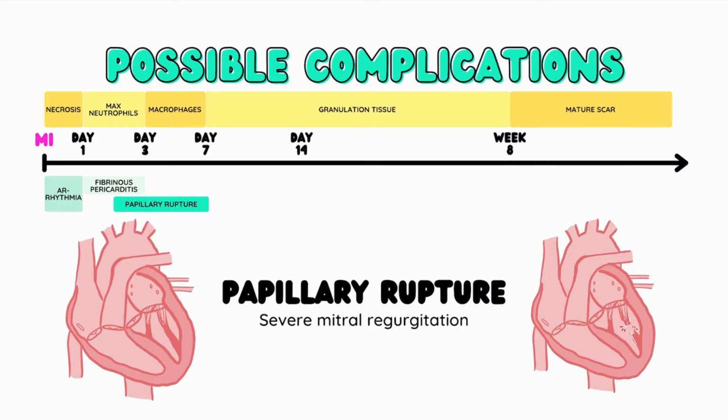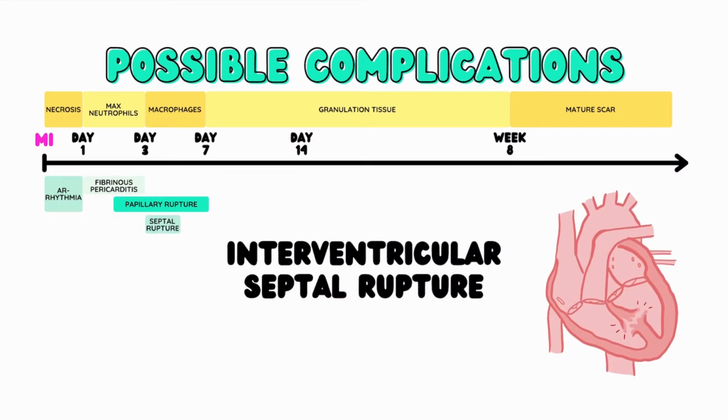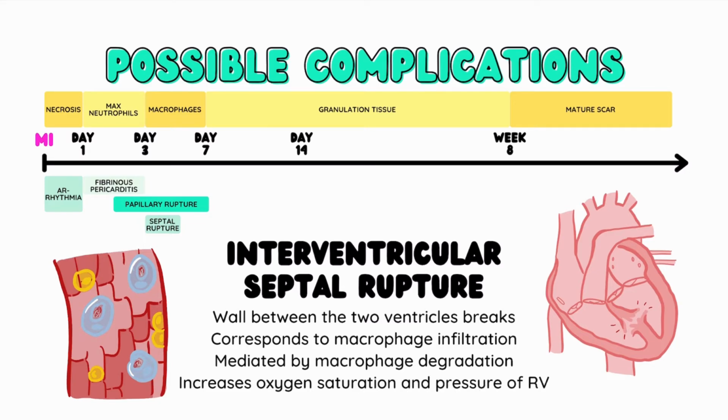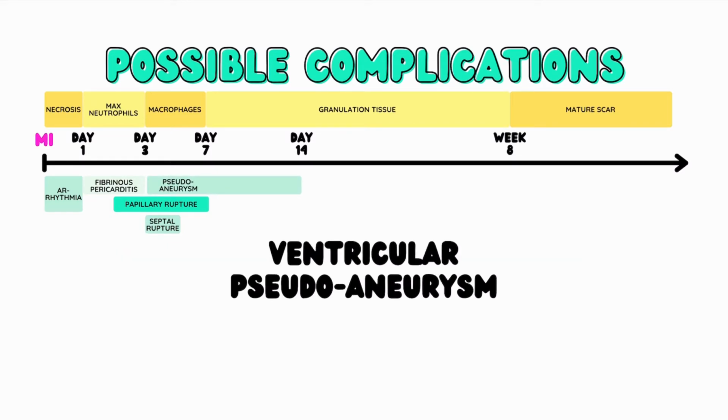Between days 3 and 5 post-MI, the patient is at risk for interventricular septal rupture. This is when the wall between the two ventricles breaks. Notice how this rupture corresponds to the time when macrophages infiltrate the healing myocardium. Interventricular septal ruptures are actually mediated by macrophage degradation. This leads to a ventricular septal defect that increases the oxygen saturation and pressure of the right ventricle until it ultimately bursts.